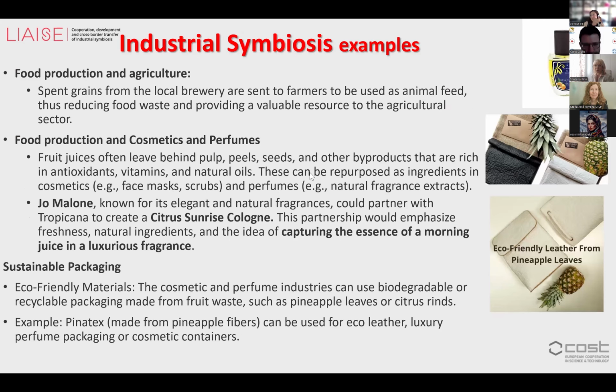There are also some more examples of industrial symbiosis. Maybe it is interesting that fruit juices often leave behind pulp, peel, seeds, and other byproducts that are rich in antioxidants, vitamins, natural oils, and they can be repurposed as ingredients in cosmetics. And in packaging, fruit byproducts can also be used.